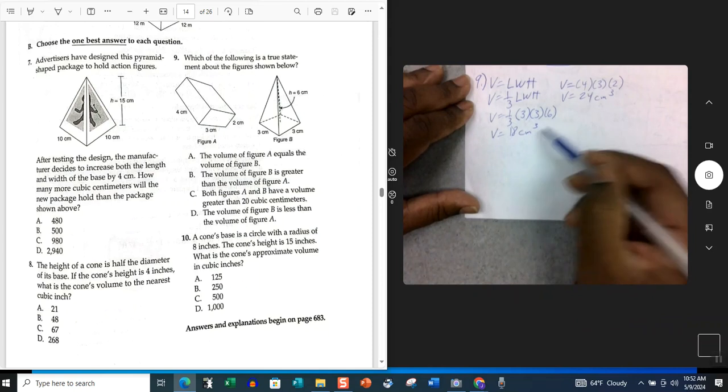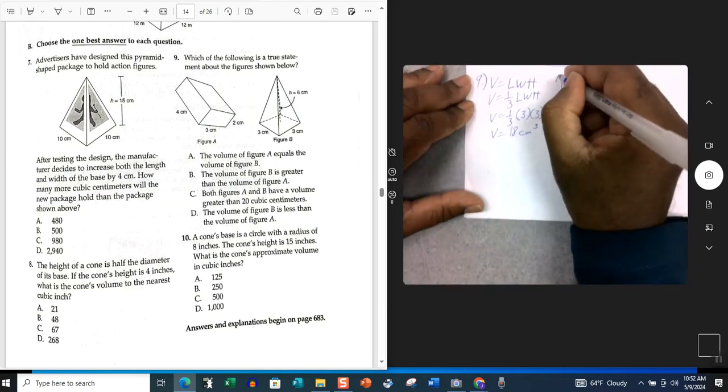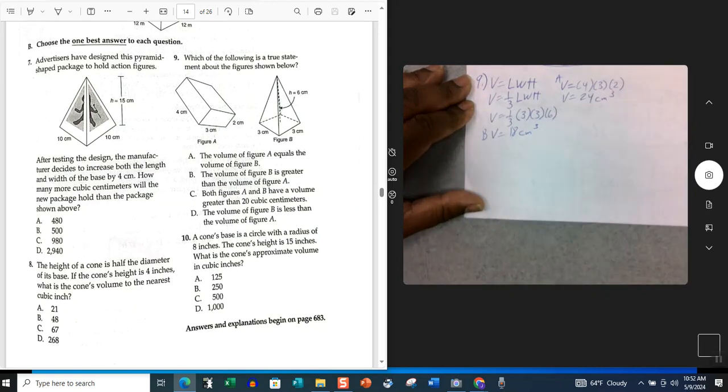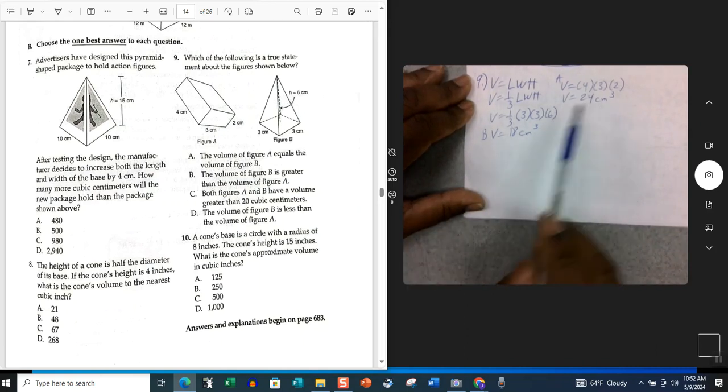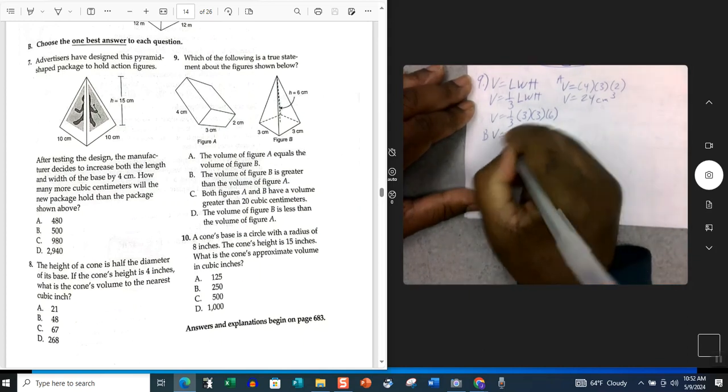Okay, so with these two, now we can compare this. The volume of figure A equals the volume of figure B. We know that's not true. So let me put this here. This is figure A, and then I'll put this as figure B, so we'll know the difference. The volume of figure B is greater than the volume of figure A. We know that's not true. Both figures A and B have a volume greater than 20 cubic centimeters. That's not true because figure B doesn't have it. And then D, the volume of figure B is less than the volume of figure A. So we know our answer here would be D.